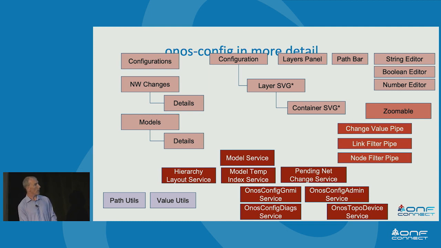And I think the next slide just gives details of some of the components and services from the micro ONOS view. For instance, the one I just showed first was the network changes, and when you click on a network change, you get the detail, which is another component. This is the configuration. You can have many layers. Each layer can have many container SVG parts and so on, and then we have all these services in the background where we can retrieve data from, and pipes basically for translating values.